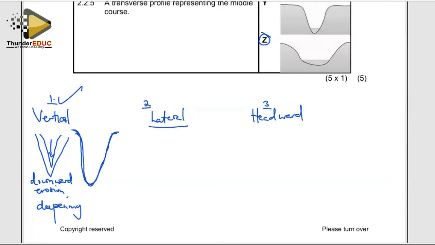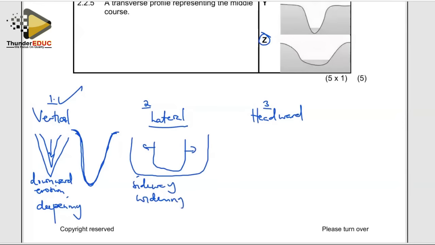Then lateral, as we go to the middle course and the lower course, we have what we call lateral erosion. This is now erosion responsible for the widening of the river channel. It acts on the sides of the river to make the river wide. So it's sideway erosion that is responsible for widening the channel. That is why you find that in the middle course we said is this shape. This river is wider compared to this one. This is a V shape, this is a U shape.